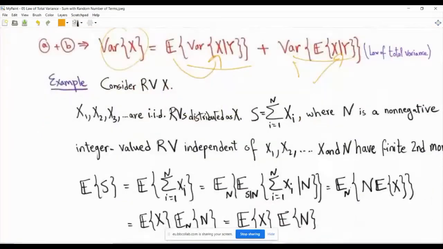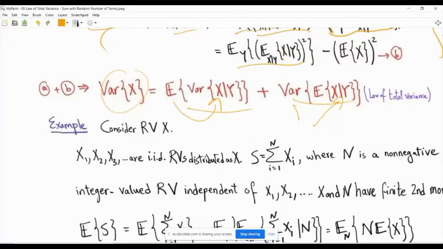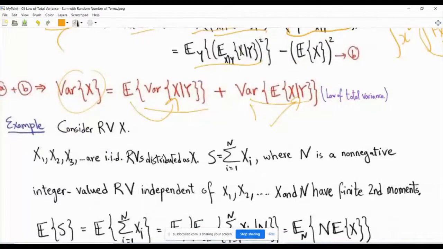So let's see an example that will hopefully show you why iterated expectations are useful. You want to compute something related to x, but then you invent this y and you do things conditionally, and then you compute variance with respect to y, expectation with respect to y, and so on. Okay, so here is the classical example.